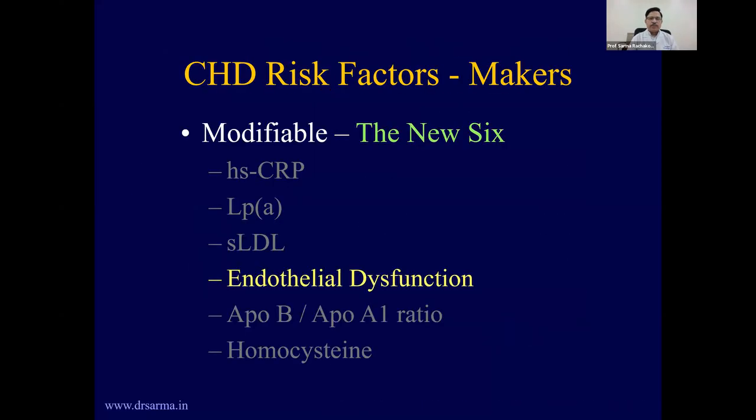Now, we are not routinely measuring it. What do you have to do? HSCRP you have to measure, LPA and SLDL you have to ask. And if SLDL is more, it is significant. SLDL tells that the atherogenic propensity is more. Endothelial dysfunction. What is endothelial dysfunction? We will see now.